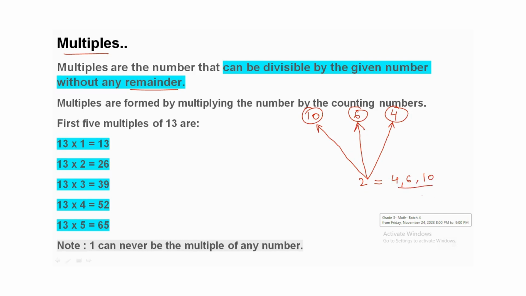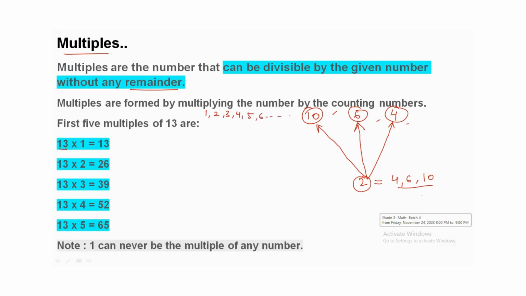Okay. So multiples are the numbers that can be divided by the given number without any remainder. Now multiples are formed by multiplying the number by the counting numbers. If I am supposed to find the multiples of 13, what am I doing? I am multiplying 13 with the counting numbers. Counting numbers are like 1, 2, 3, 4, 5, 6 and so on.